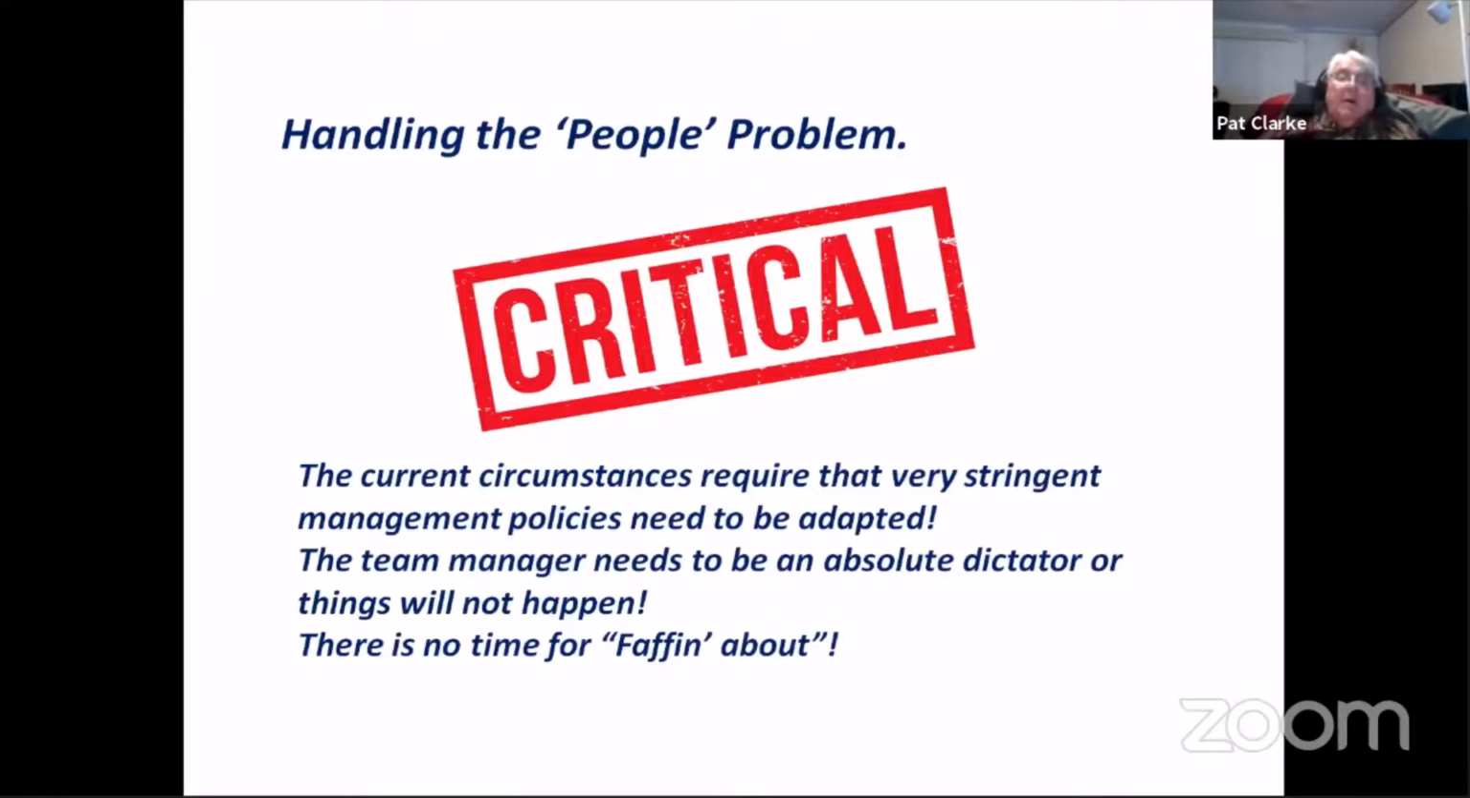handling the people problem, and I've marked that as critical. You must listen to this. The current circumstances require that very stringent management practices be adopted. The team manager needs to be an absolute dictator or things won't happen. This is no time for faffing around. You can democratize yourself into mediocrity. Basically, what you have to do is make a plan, design your little car, and get to it and build it. No shortcuts, no redesigns, no arguments about what's what. You just have to. It might not be perfect. In fact, it might be far from perfect, but you've got to get on and do it. Otherwise, you just won't be there.